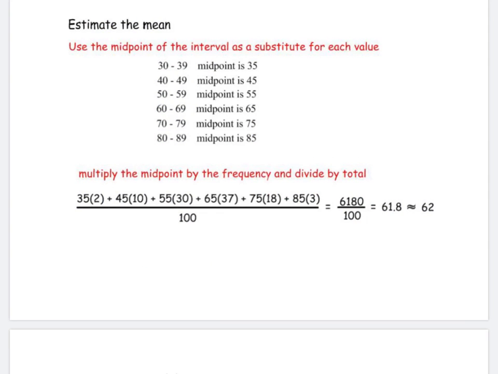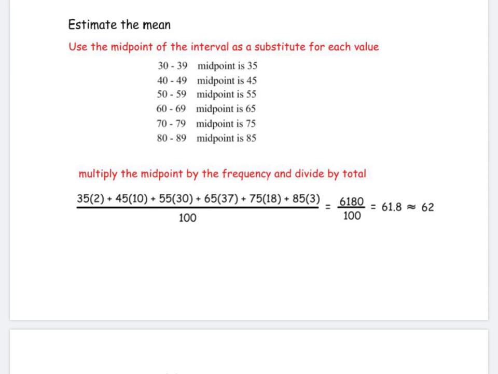The other thing that you can estimate from the histogram is the mean. Because you don't, again, know the values, you just know that there is a data piece in that interval at some point. You have to use that to estimate what the mean is. So if we're looking at the intervals, again, we had 30 to 39, 40 to 49, 50 to 59, etc. So we want to use the midpoint of the interval as a substitute for each value. So for the interval 30 to 39, 35 is the middle or the midpoint. For 40 to 49, 45 is the middle or the midpoint, etc.